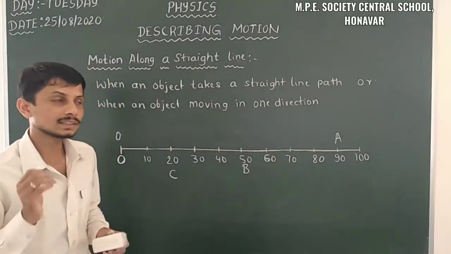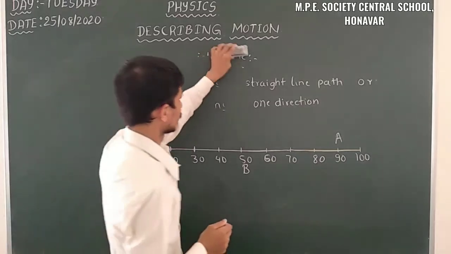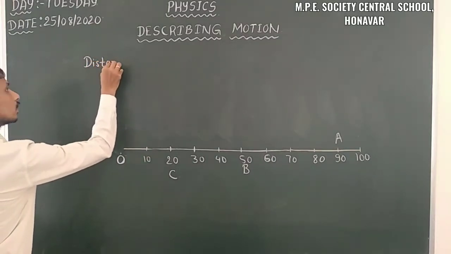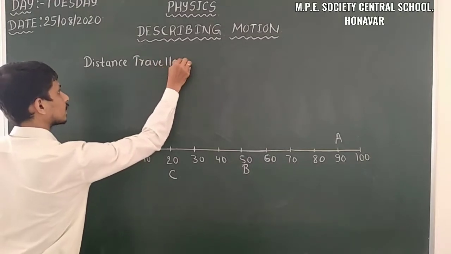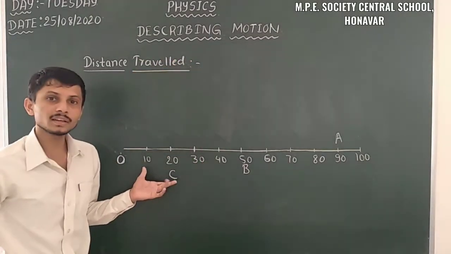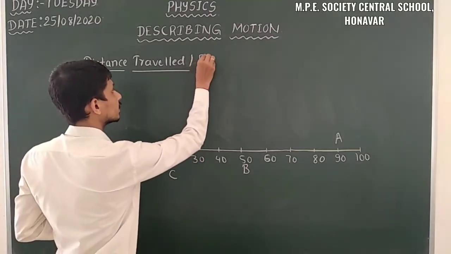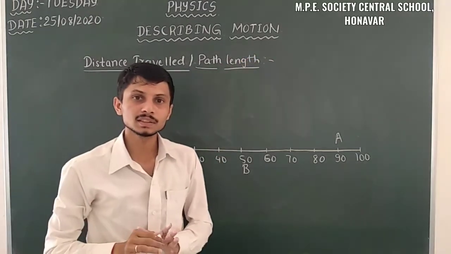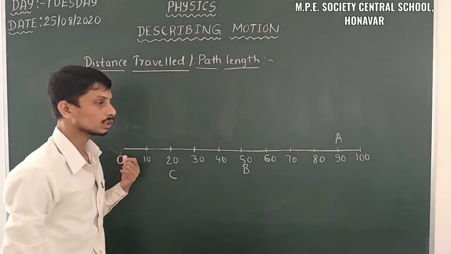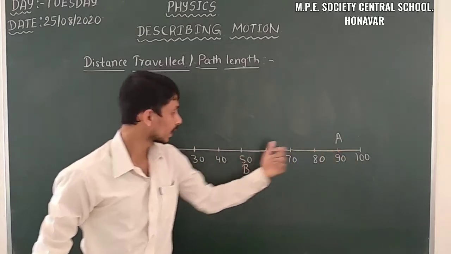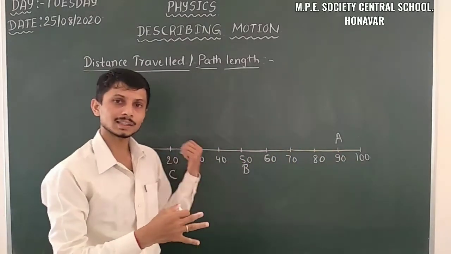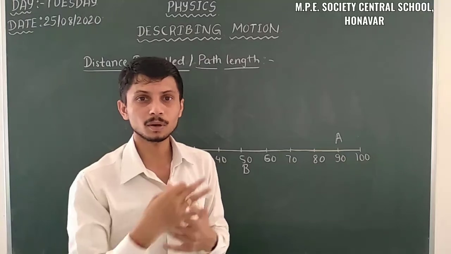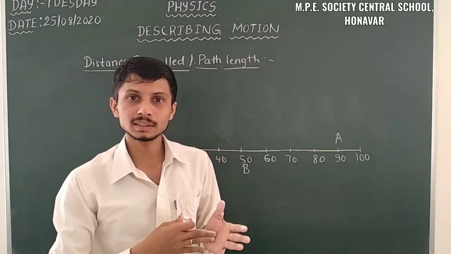Okay, so let us take distance traveled. Distance traveled, or we can also call it the path length. Distance traveled means the whole journey. The whole journey starts from O, then goes to A, then B, then C, then back to O. So the object starts its journey from the initial position and finally comes back to the initial point.